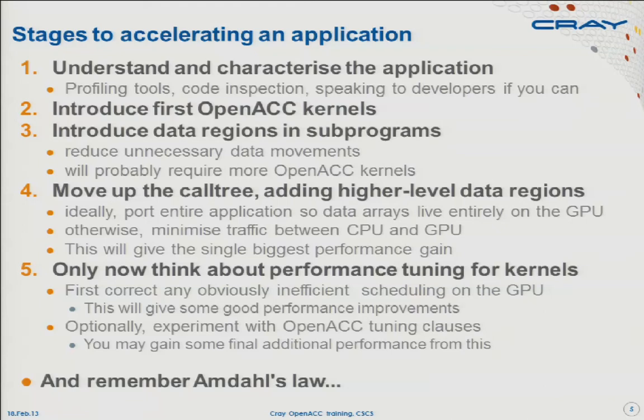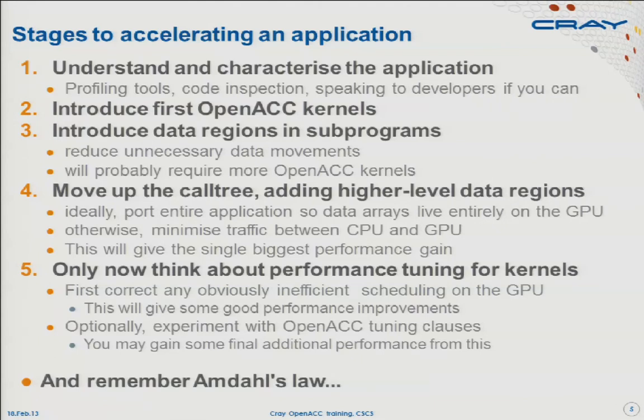So the first step in accelerating is understand something about the application. Profile it, look at the code, speak to the developers. You need to know how the application works and what are the important arrays and how are they used. Then you start by starting. You make your first OpenACC kernels. Then you want to start putting in data regions because you want to start minimizing data transfer. You start doing that down in the low levels of the call tree. But eventually you're going to move up the call tree so that more and more of your application is within bigger and bigger data regions so that your arrays never move.